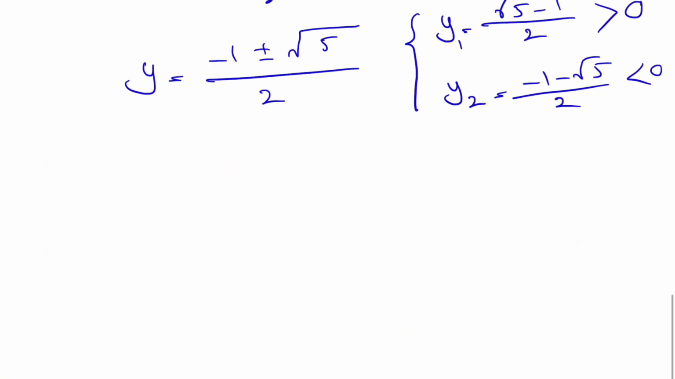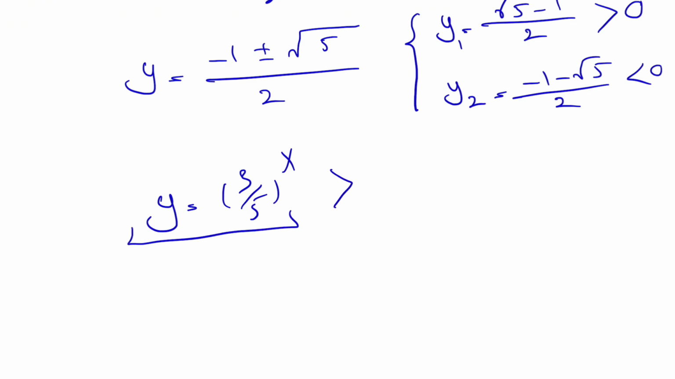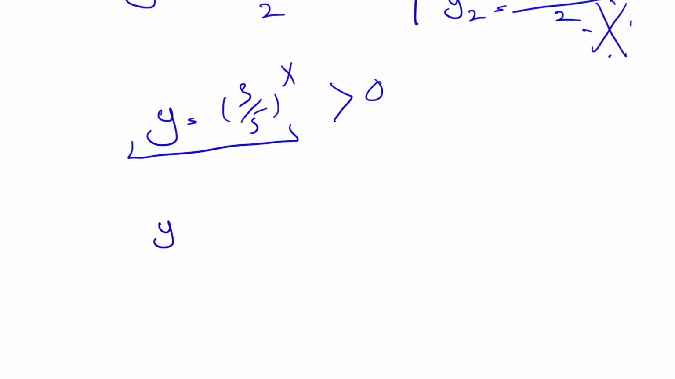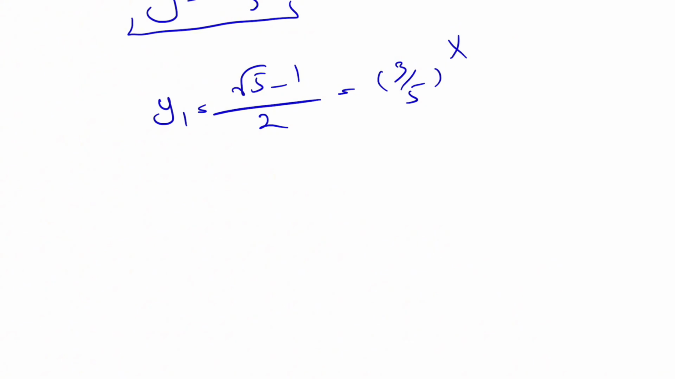And don't forget that we called our y 3 over 5 to the power of x in the previous step. And we know that 3 over 5 to the power of x is greater than 0, meaning one of the answers, which was y2, is not acceptable since it's going to give us a negative number. So basically we will have y1, which was square root of 5 minus 1 divided by 2, is equal to 3 over 5 to the power of x, and we have x in the exponent.